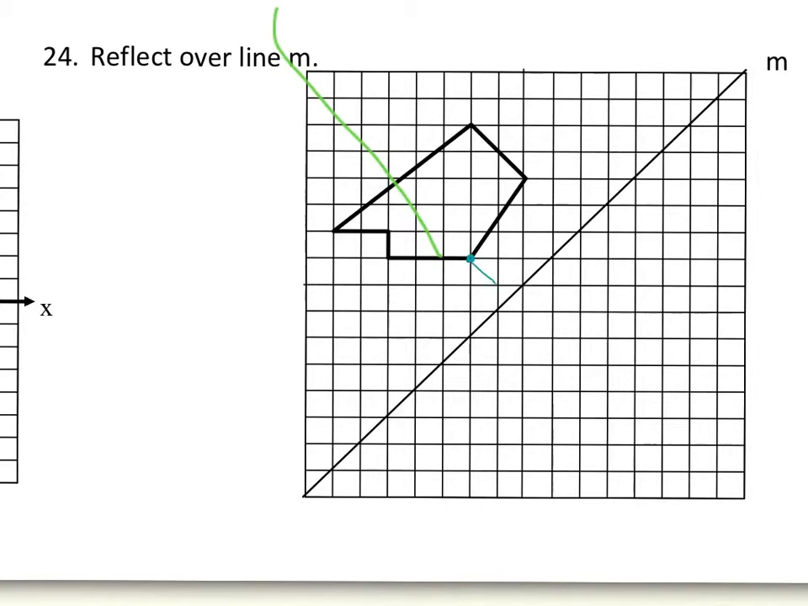So let's go ahead and start with this point here. This point here is 1.5 away. So 1.5 away puts us right here. This point here is 2 away, so that puts us right here. This one here is 1, 2, 3 away, 1, 2, 3 diagonally away.